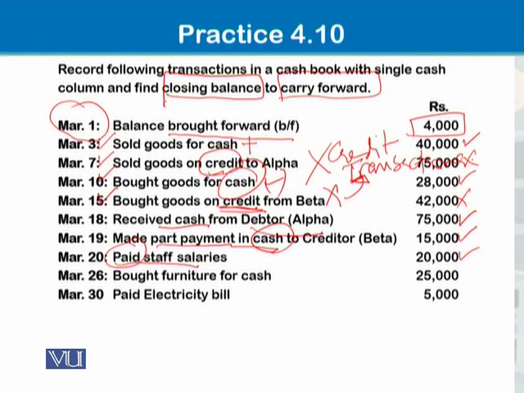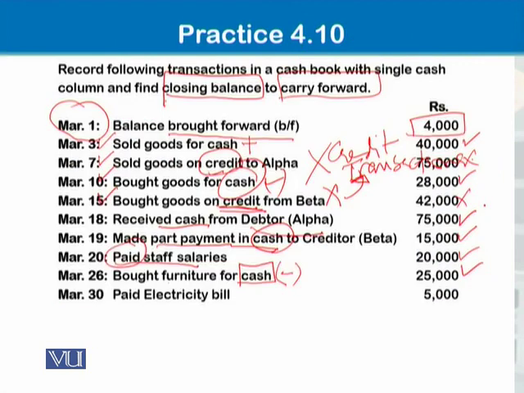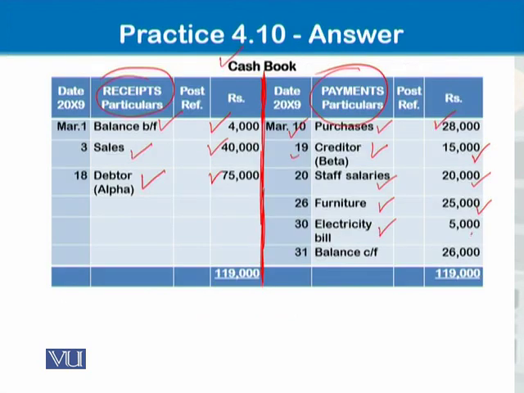Good. Then we bought furniture for cash. When we are buying furniture for cash, are we receiving cash or making payment of cash? Yes, we are paying cash, so it will be appearing in the payment side. Because of furniture, we paid 25,000 cash. Then we paid electricity bill. Once again, it's a payment. Whenever there is payment or paid, it means we have paid cash and there is a decrease in cash. So straightforward, put this payment over here.